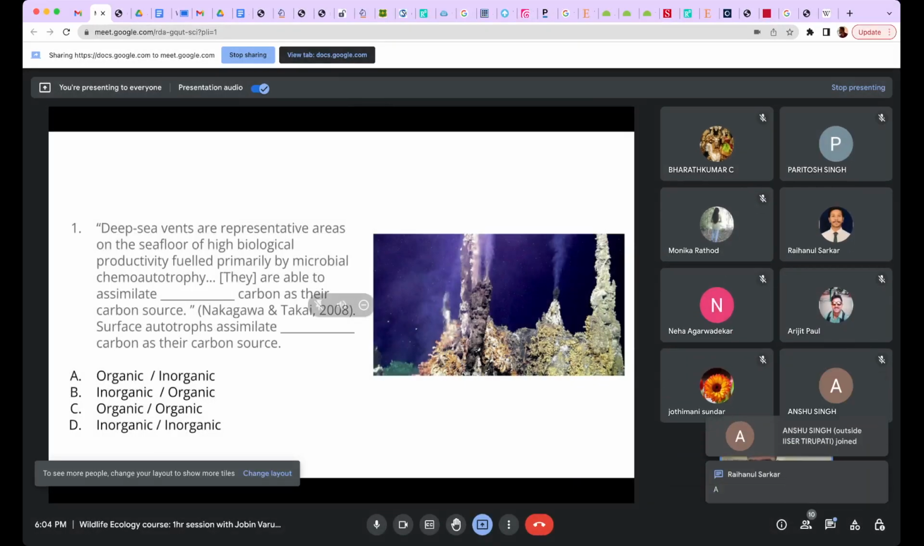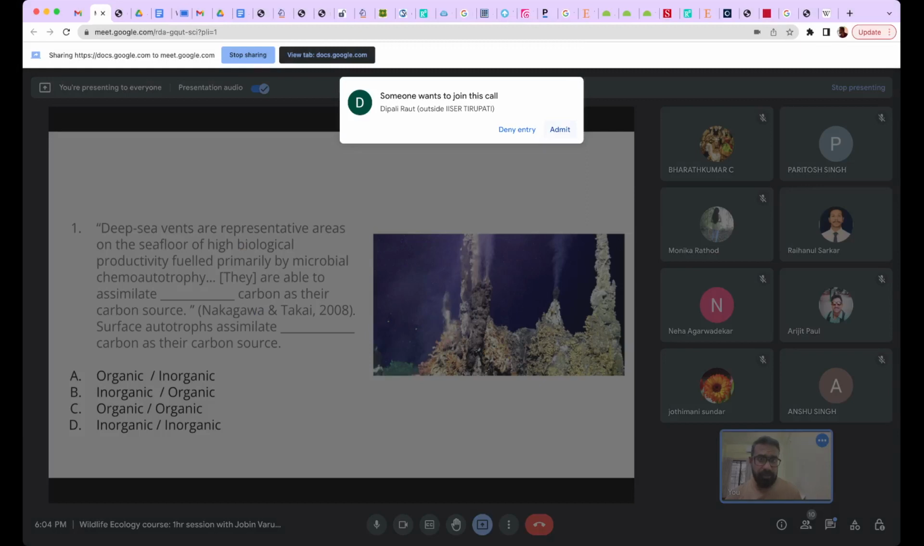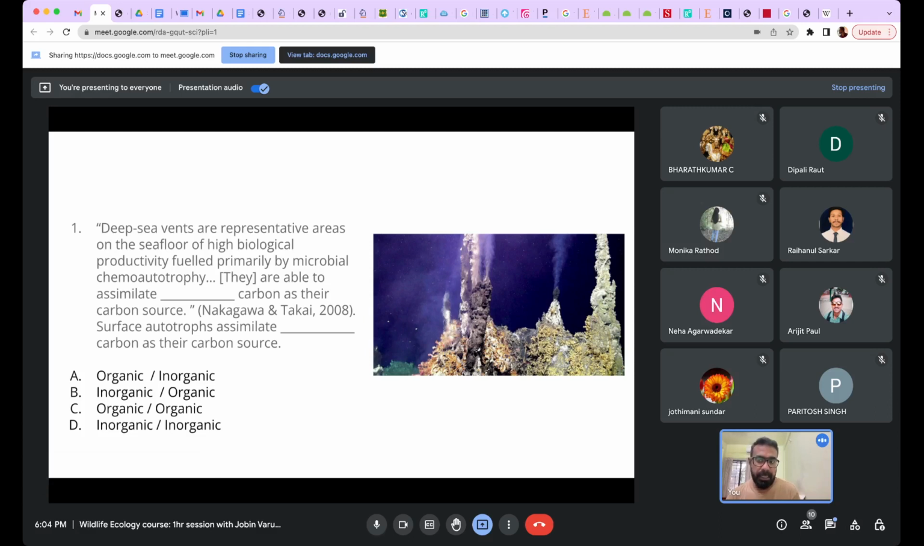So basically, there are two parts to this question. One is a deep sea vent where chemoautotrophy is happening, and the last two lines, surface autotroph, which is mostly photoautotroph. There's one question to that: what kind of carbon are they assimilating or fixing? Both of them. That's the question.